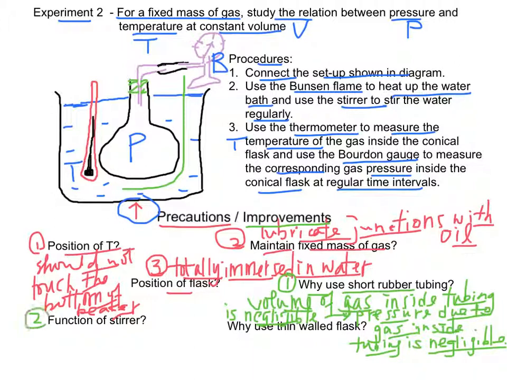The second thing is the function of the stirrer. It is used to stir the water to ensure that the water temperature is uniform.